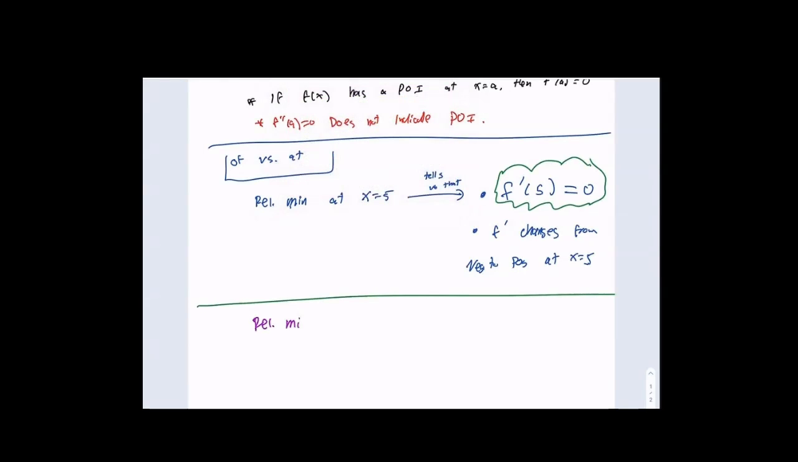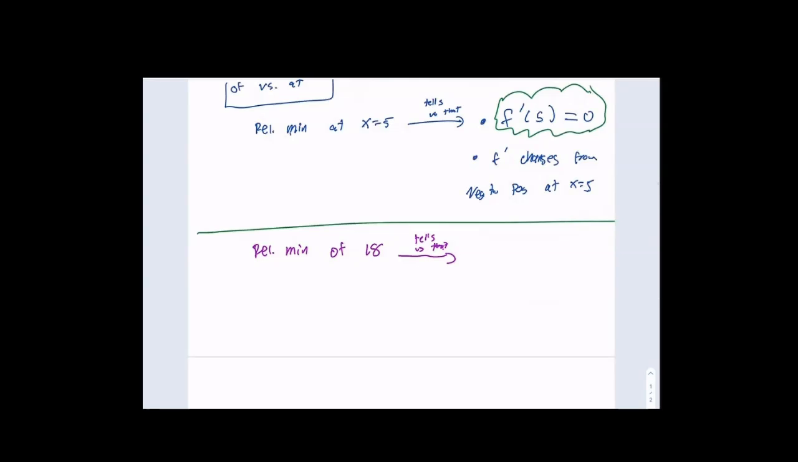If I told you that there's a relative minimum of 18, this tells us that, this one's a little bit tougher, this tells me that f prime of x equals 0 gives me x equals a, and that f of a is 18. The output of the relative min. Now I don't know what a is, so you have to figure out where it occurs.